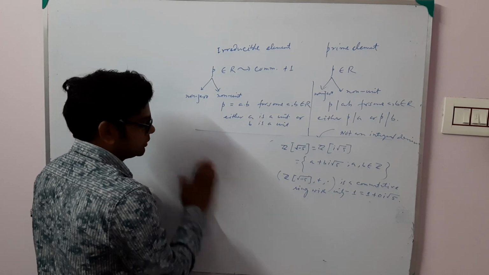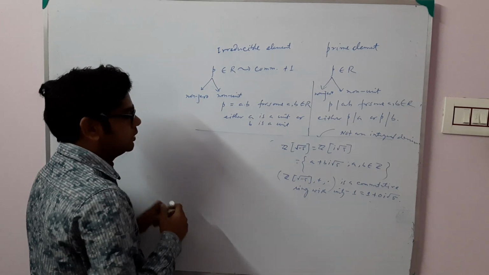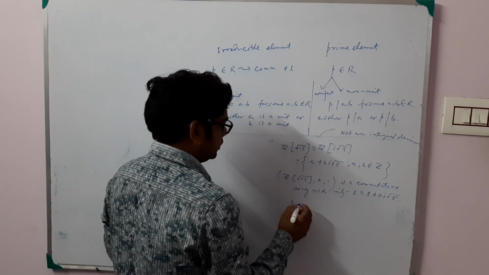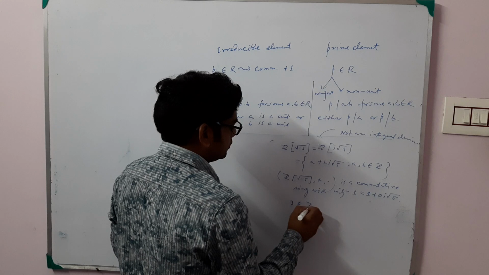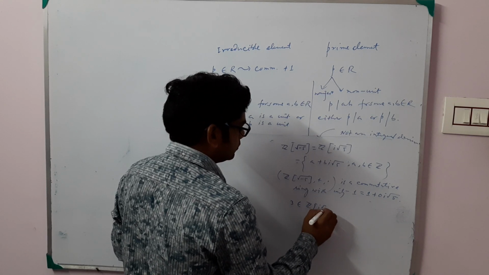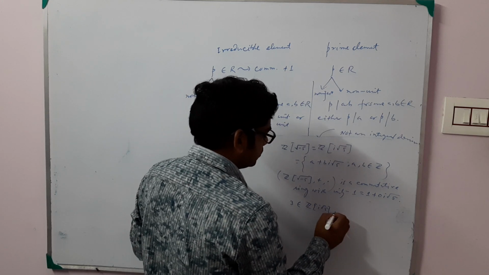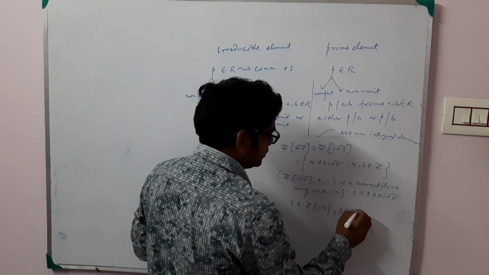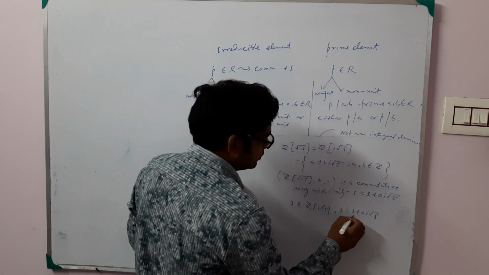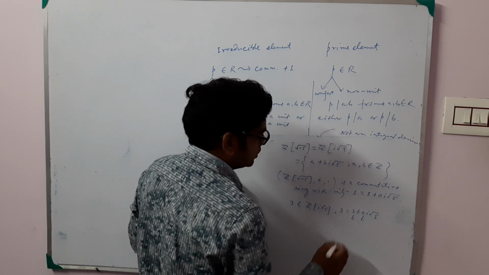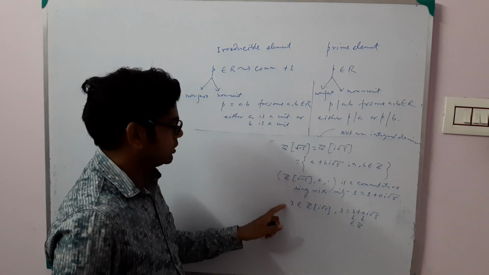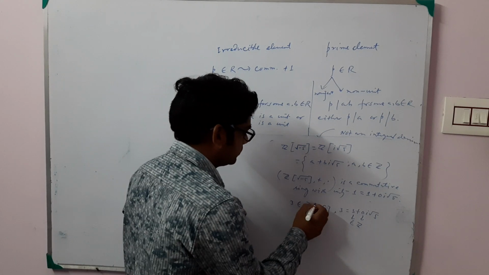So we take the element 3 in Z, this. Because 3 can be written as 3 plus 0 i root 5, and 3 and 0 are in Z. So 3 is an element in this.